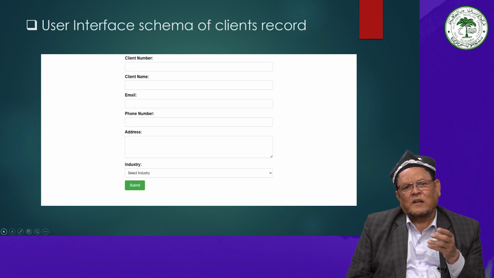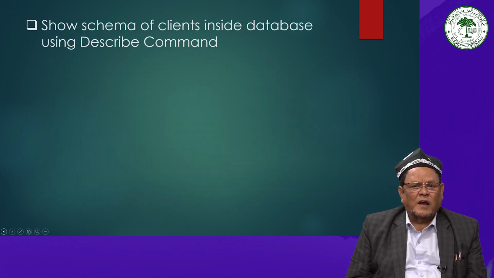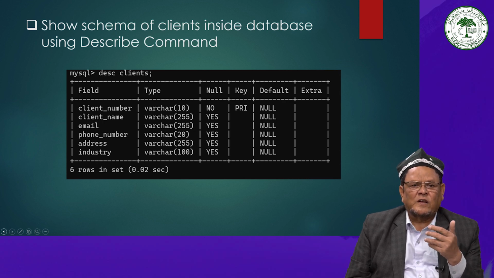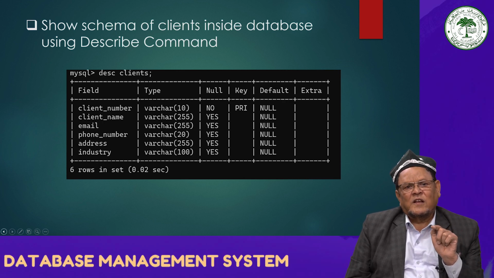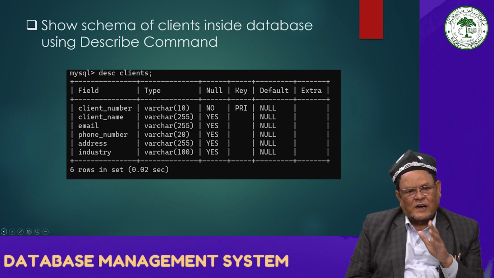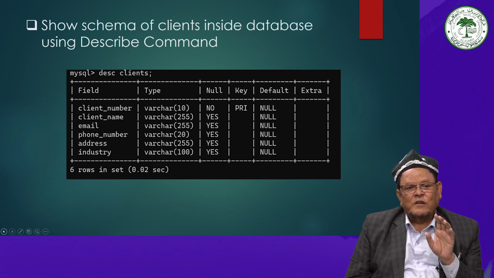For the database, you have to use an SQL statement with the create command to create the structure, and then show the schema of client inside the database using the describe command. It means, using MySQL commands, as I already discussed in the previous lecture, you create a structure with all the fields: client number, client name, email, phone number, industry and address. The data types are all varchar.